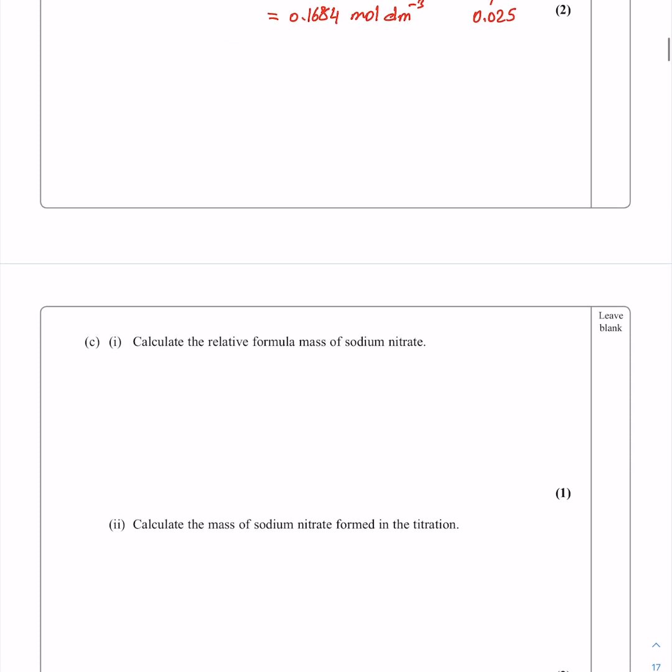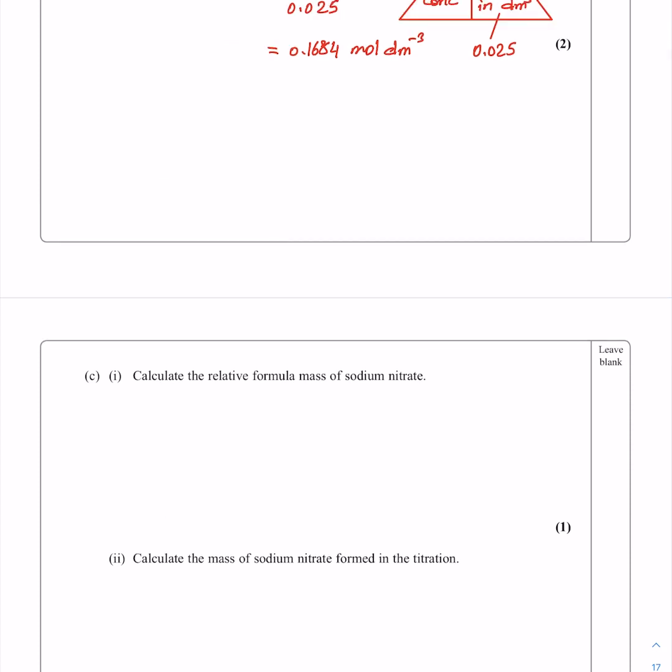Then we have C I. Calculate the relative formula mass of sodium nitrate. To get the Mr of sodium nitrate, NaNO3, I add 23, the atomic mass of sodium, plus 14, the atomic mass of nitrogen, plus the atomic mass of oxygen, 16, times 3. All of that gives 85.